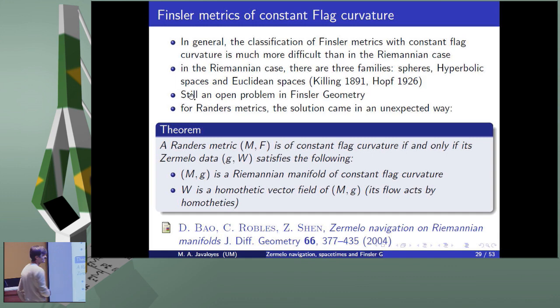And basically, the solution is very beautiful, because a Randers metric is of constant flag curvature if and only if its Zermelo data is given by a Riemannian manifold of constant curvature and a homothetic vector field. Homothetic means, a Killing field is a particular case of homothetic vector field.